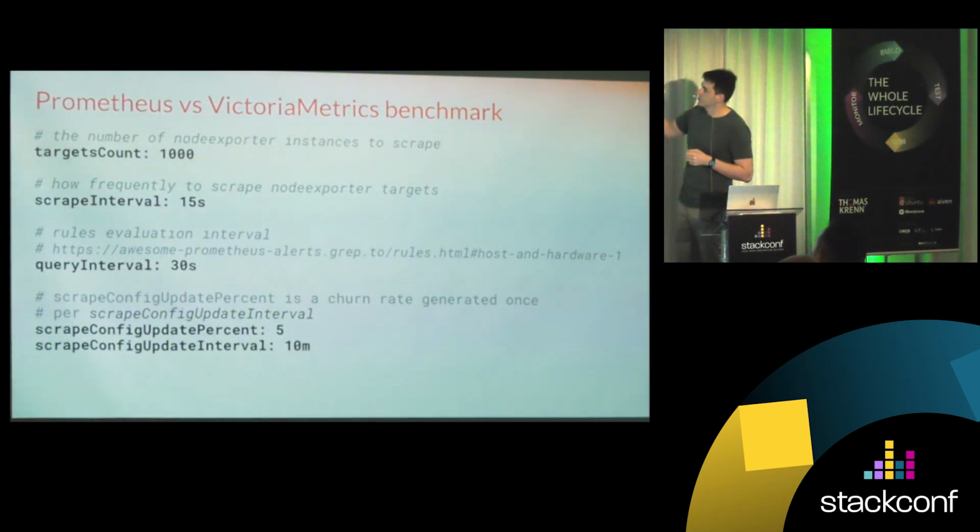And also we introduce artificial churn rate. So, you know, in Kubernetes, churn rate is an inevitable part, because when you change the application, the pod changes its name, and this results in constant churn rate. So in this benchmark, we have 5% of churn rate every 10 minutes to simulate how things are going in Kubernetes.